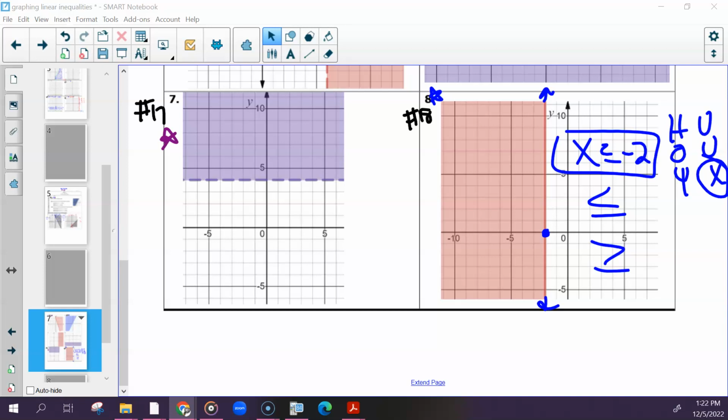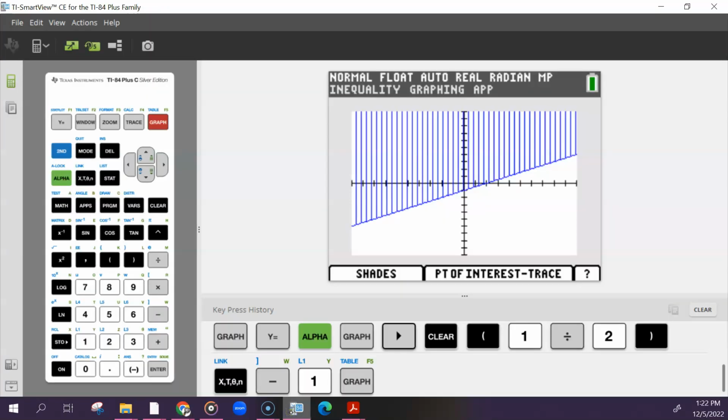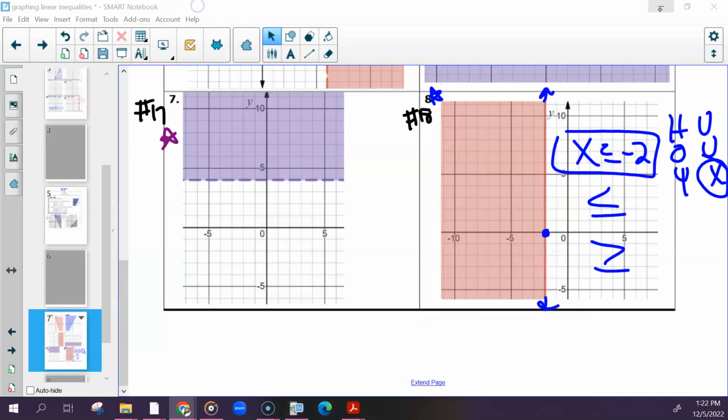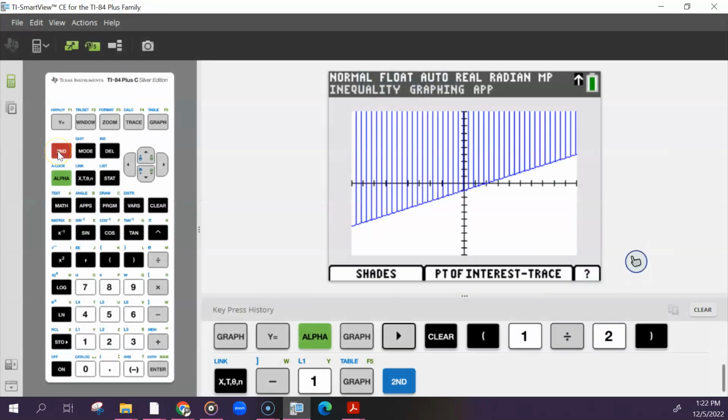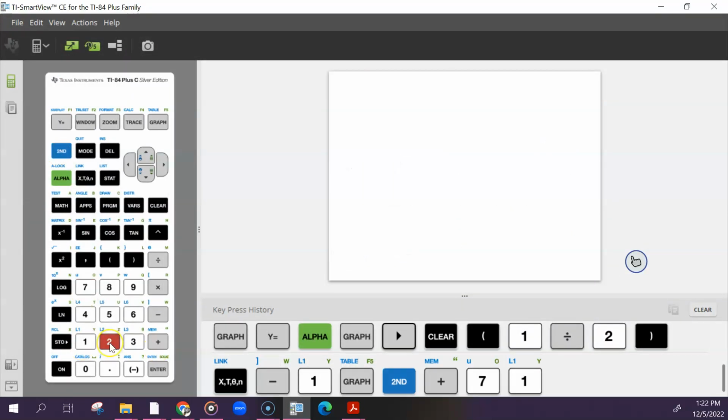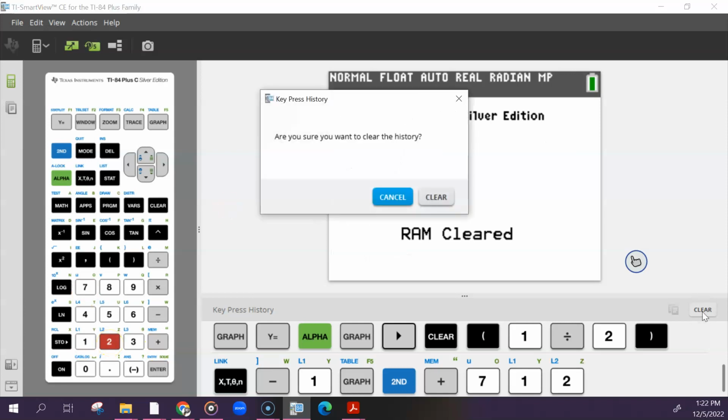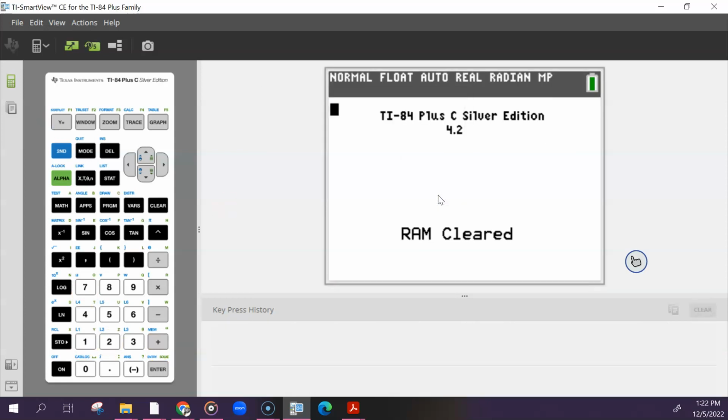Alright, so in your calculator, reset it first. Second plus 7, 1, 2, then 5. Second plus 712. So reset it first: second plus 712.